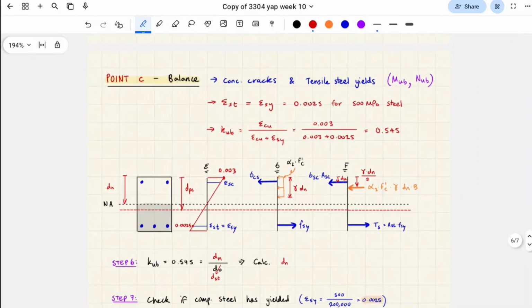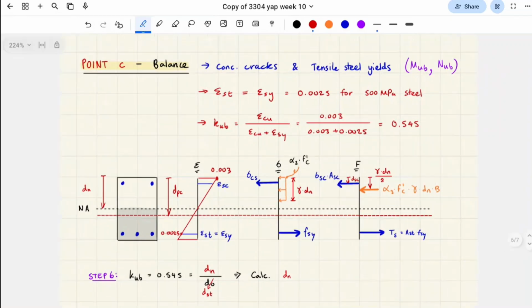But yeah. Okay, next we're going to talk about the balance point. This is the other one that's tricky to understand, all right? So this is where the concrete cracks and the tensile steel yields at the same time.